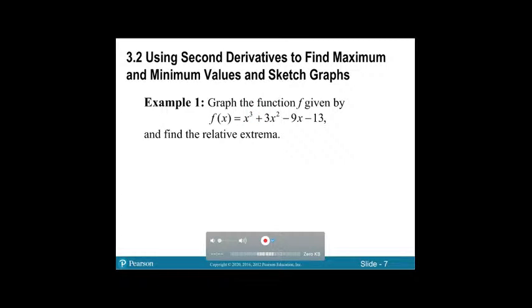The y-intercept is negative 13. It goes up to the right and down to the left. We could try to find the x-intercepts. We could factor out x plus 3, but we don't have anything common there, so I'm not going to try to find the x-intercepts here. But we can look at the extrema to find the relative max and min, and then talk about concavity. So let's at least look at the derivatives. Give me a second.